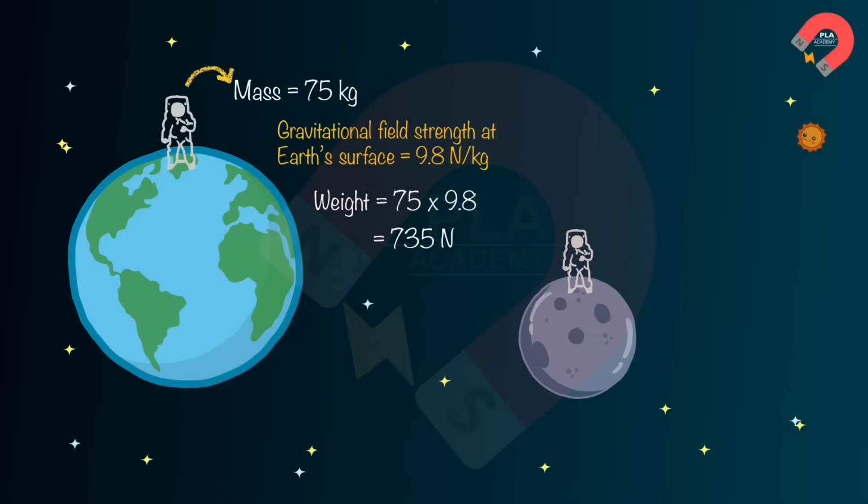When an astronaut is on the Moon, their mass remains at 75 kilograms. However, their weight is less than on Earth by a factor of 6. This is because the gravitational field strength on the Moon is 1.6 newtons per kilogram, which is 6 times less than on Earth. Therefore, their weight is 75 times 1.6 is equal to 120 newtons.